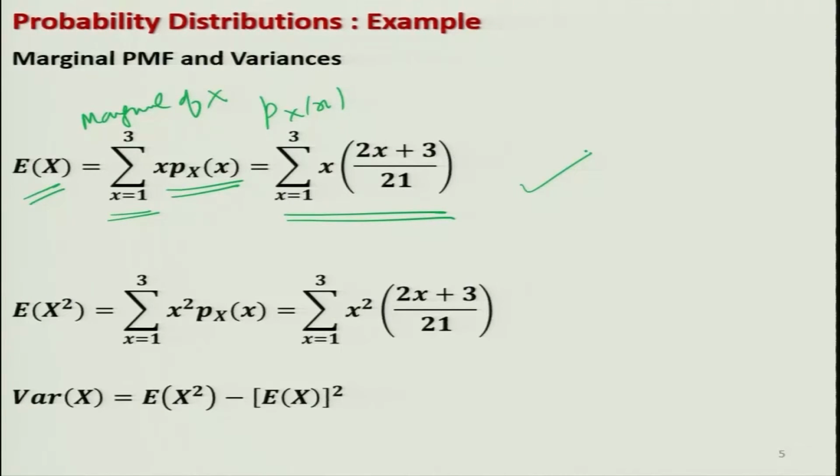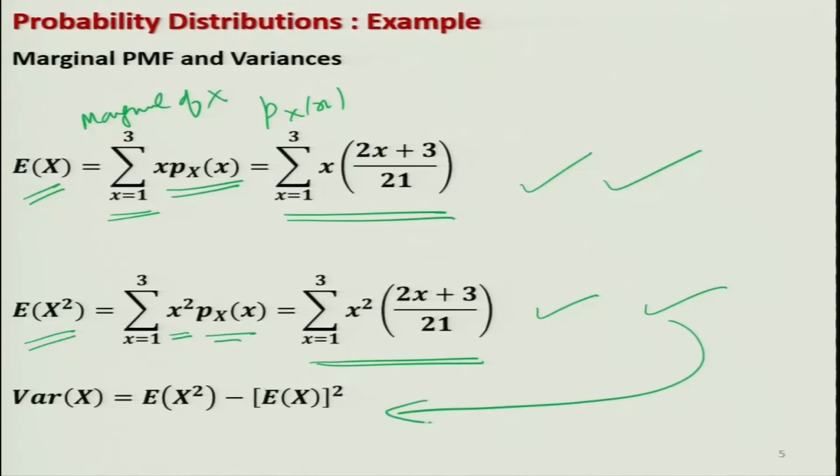And similarly, if you want to compute the expected value of x square, you can simply obtain here the summation x goes from 1 to 3 x square p x, and this will be the value here, and you can simply solve it. And just using this value and this value here in the expression for variance, you can very easily compute the variance of x. That is not difficult.